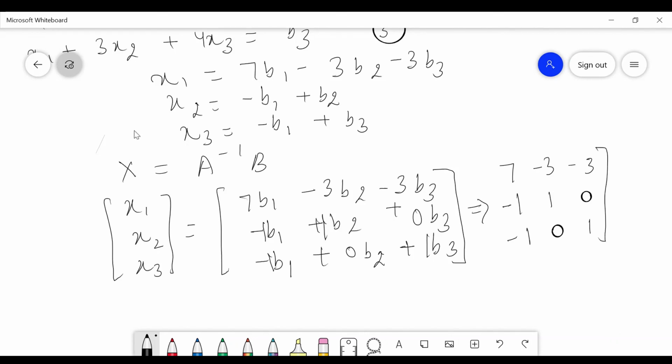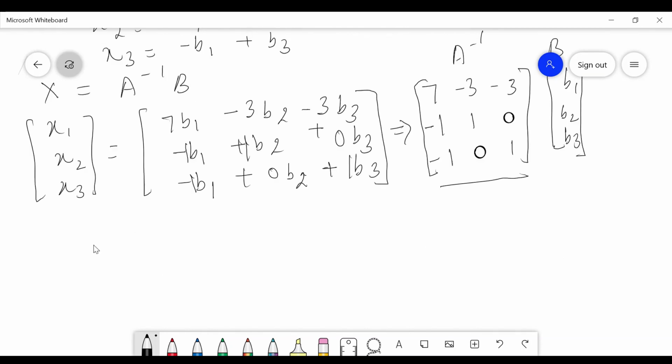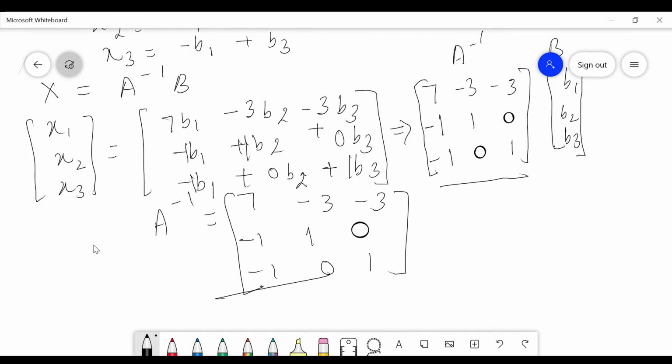So this is my A inverse. This is the value of A inverse, and B is what I have: B1, B2 and B3. So this is my value of B. So we get A inverse into B. Ultimately I will get the value of A inverse as 7 minus 3 minus 3, minus 1 1 0, and minus 1 0 1. So this is the value of my A inverse with the help of Martin's rule.